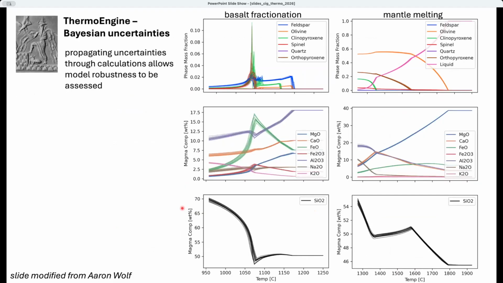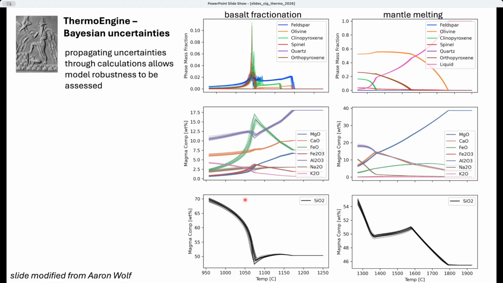They're also interested and working on propagating Bayesian uncertainties through their models so that model robustness can be assessed. And these are a couple of examples of basalt fractionation and mantle melting, where you see instead of a single calculation, they now have a suite of different models drawn from those uncertainties.